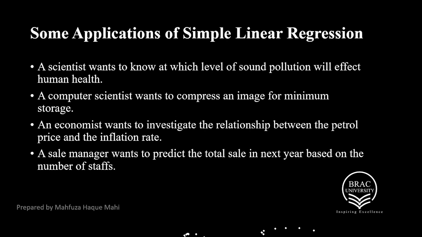Here you can see some situations where we can use simple linear regression. A scientist wants to know at which level sound pollution will affect human health. A computer scientist wants to compress an image for minimum storage. An economist wants to investigate the relationship between the petrol price and the inflation rate. A sales manager wants to predict the total sales next year based on the number of staff.